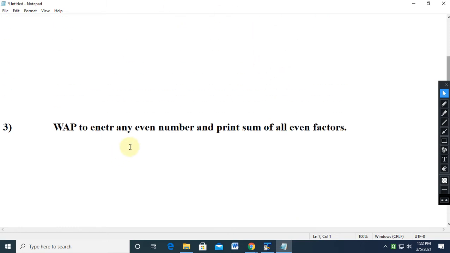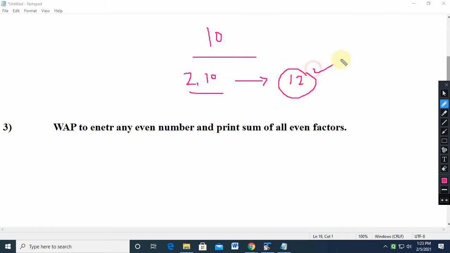Now look here. Enter any even number and print the sum of all even factors. We have to print the sum. In this program we need to print the sum. Please pay attention, everyone. Suppose the user has entered 10. You don't have to print 2 and 10. You have to print the sum, that is 12. So you will get only one output in this case. You don't have to print all the factors. You have to print the sum of even factors. Am I clear?